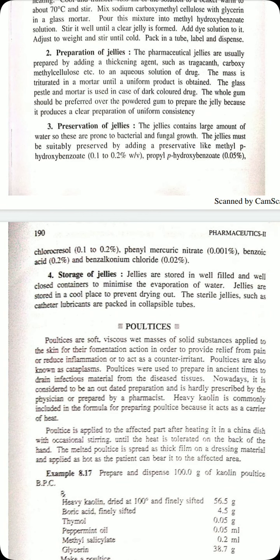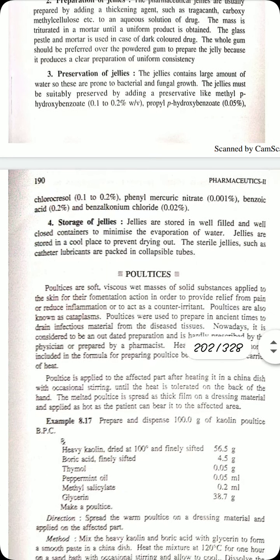Then the storage of jellies. Jellies are stored in a well filled and well closed container to minimize evaporation of water. Jellies are stored in a cool place to prevent drying out. The sterile jellies such as catheter lubricant are packed in collapsible tubes.